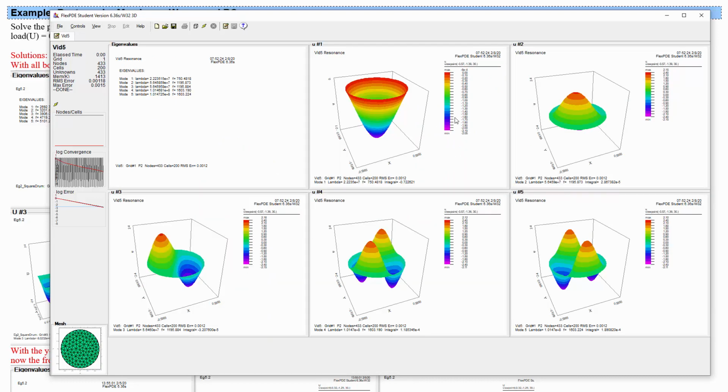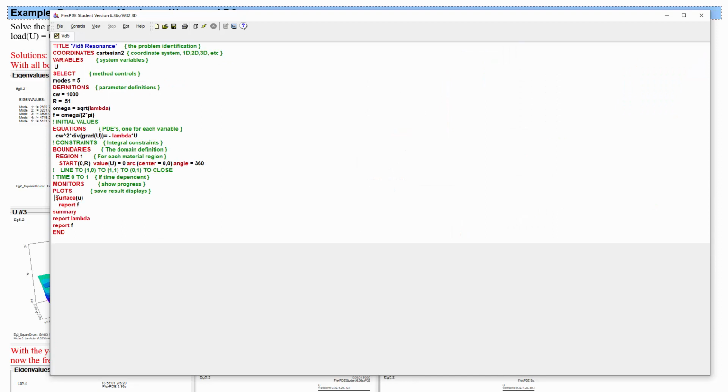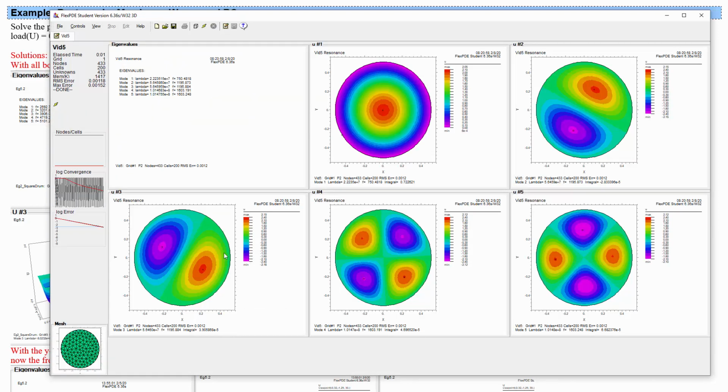You can see this a little bit better if we go back to contour instead of surface. Contour, let's make it painted a little bit better. So this is the same mode as this one. It's just rotated maybe 90 degrees. Yeah, 90 degrees from this one. And same with this. These are exactly the same modes. They're just rotated 90 degrees.